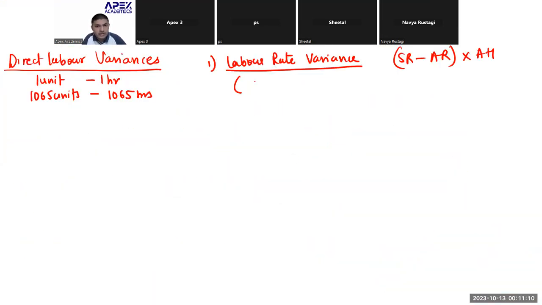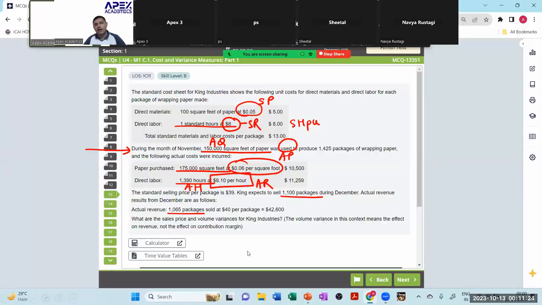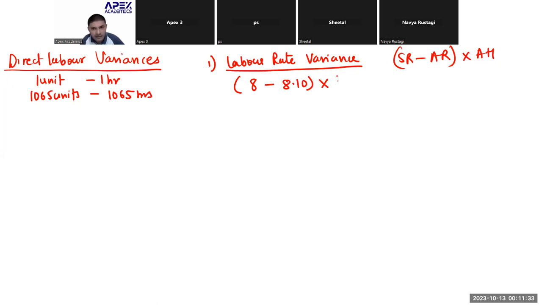Standard rate minus actual rate, multiplied by what are the actual hours taken. Now tell me what are actual hours. 1065. Wrong. That is revised standard hours. What is actual hours? Look in the question. 1390. Very good. Understood what was the mistake? Yes, sir. What will this be? 1390 multiplied by 0.1. What is the answer?